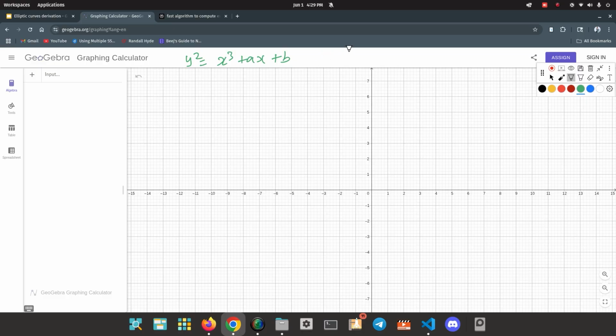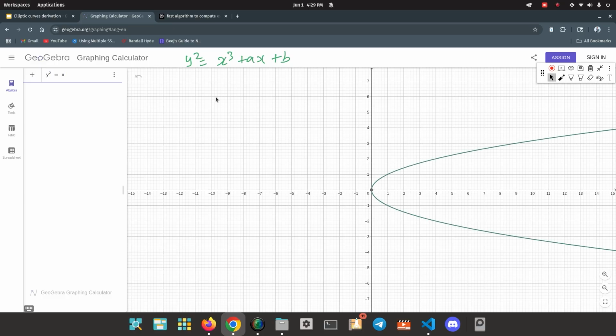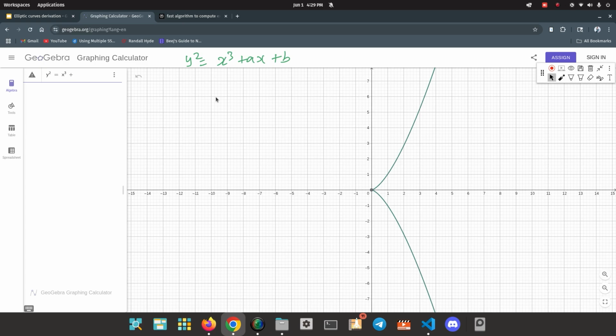The equation that is chosen in secp256k1 is slightly different. It's in a much more simplified form. It will be y squared is equal to x cubed plus 7. So this is the equation used in secp256k1.